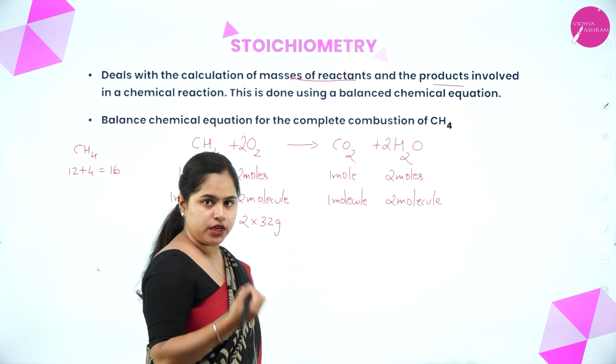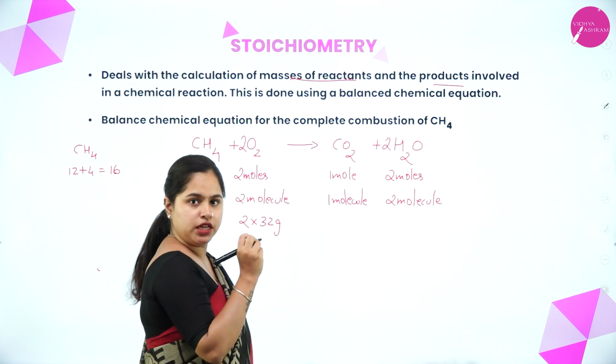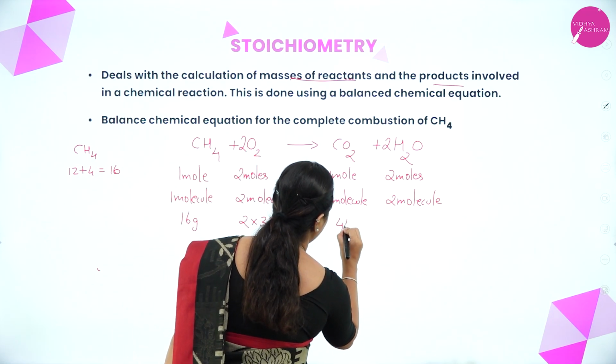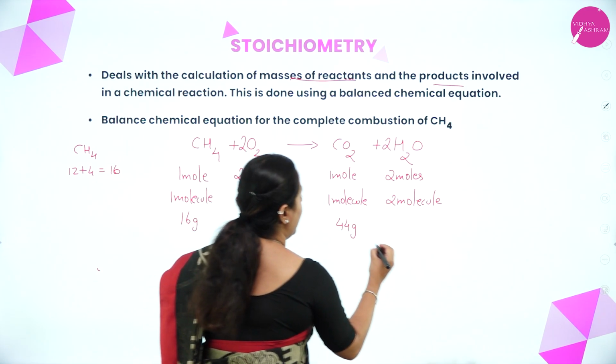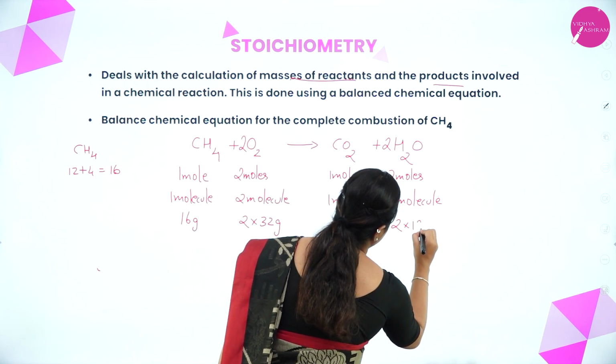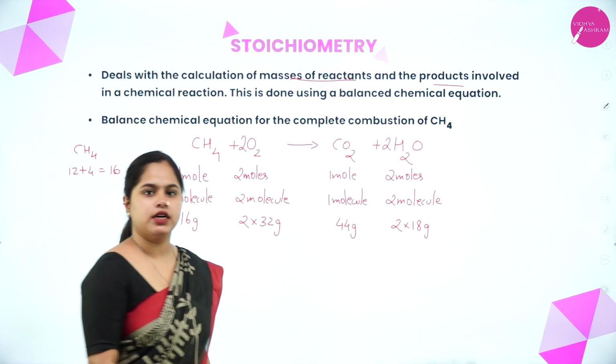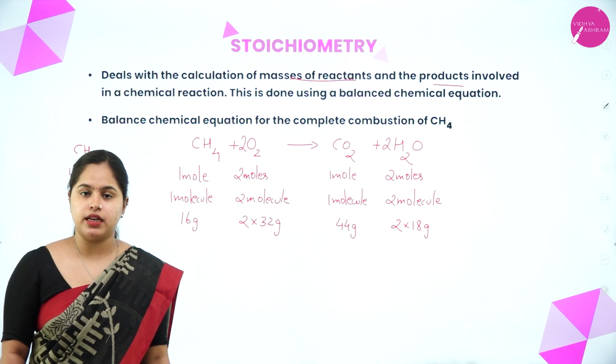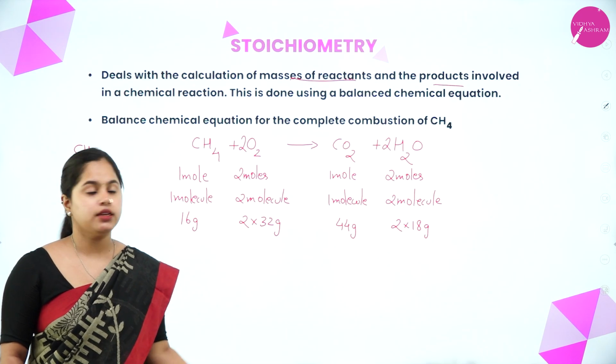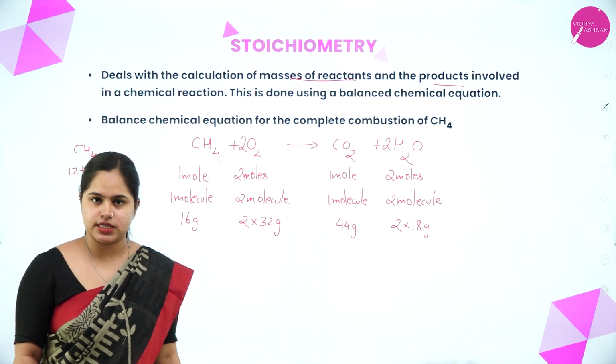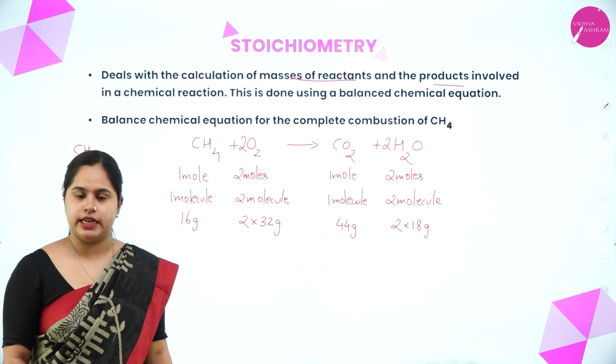what is the molecular mass of carbon dioxide? It will be 12 plus 32, so 44 grams of carbon dioxide and 2 into 18 grams of water. From the balanced chemical equation, you will be able to obtain this information. I hope it is clear. The stoichiometry part is clear for you.